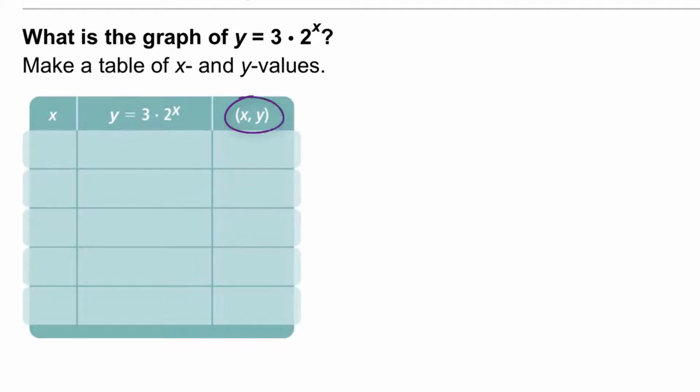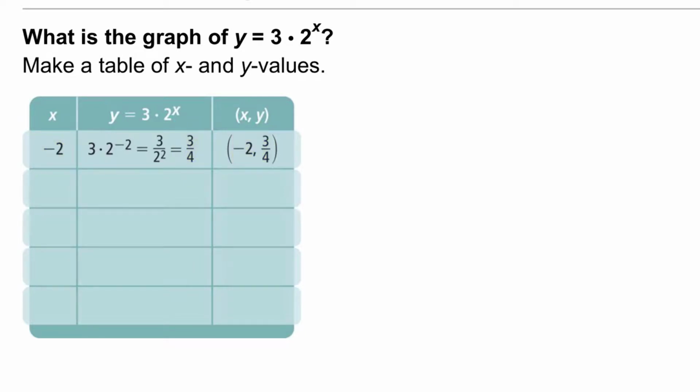And then on the far right we have a list of ordered pairs that we'll create after evaluating y for each input x that we substitute. So the first row, when x is -2, we substitute -2 for x into the expression 3 times 2 to the x power and find that y will equal 3/4. So our ordered pair, -2, 3/4.